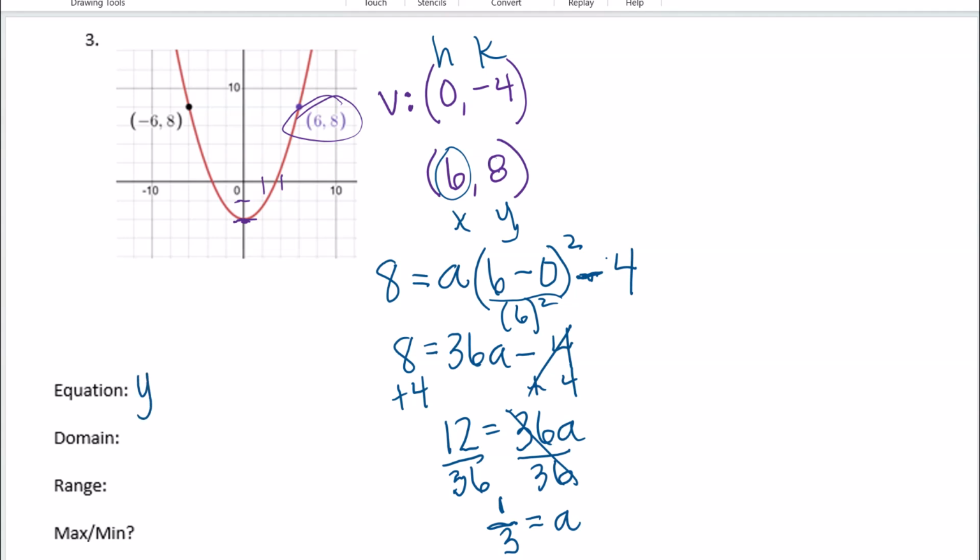So now that we know our a value, we can write our equation. So we have the parabola is going to be y equals that 1/3 we got for a, and then x minus 0 squared. So if it's x minus 0 squared, well, I can just write x squared. I really don't need the parentheses, so I can just write x squared like that. And then k is minus 4.